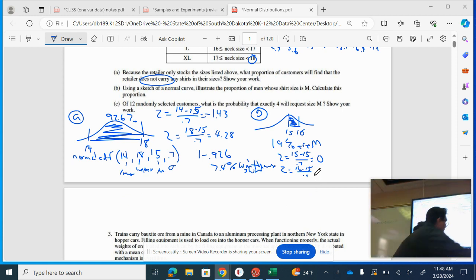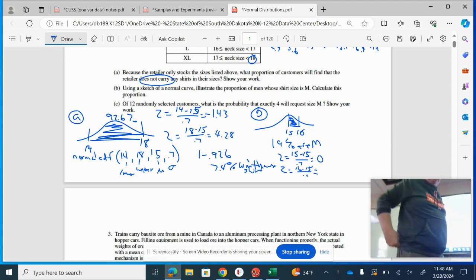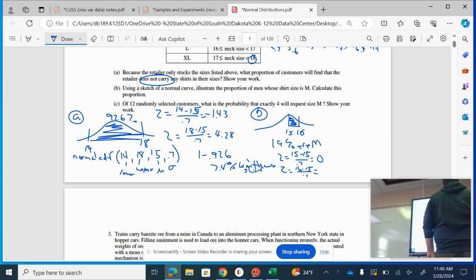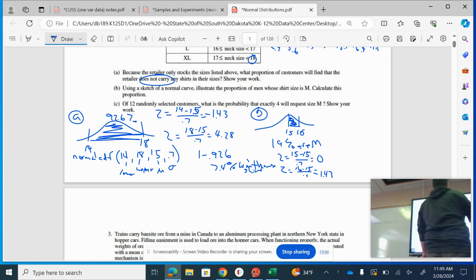But this was break it up into two videos. That was 20 minutes anyway, so this equals 1.43. Get the two z-scores. The last one of 12 randomly selected customers.